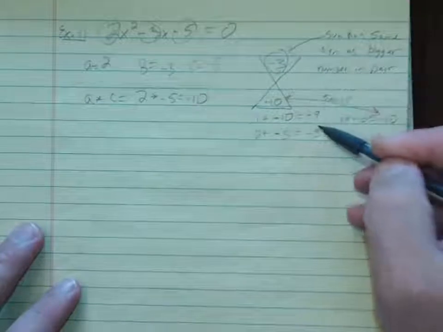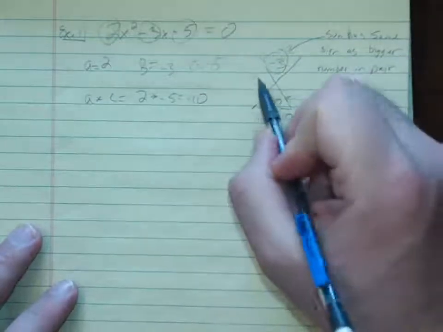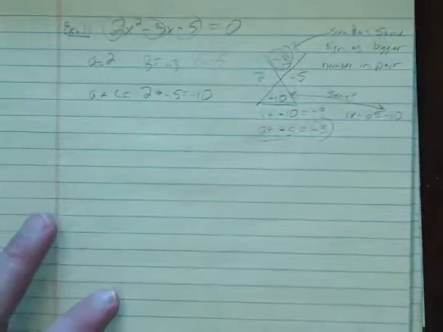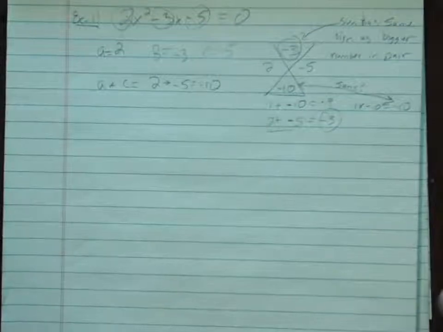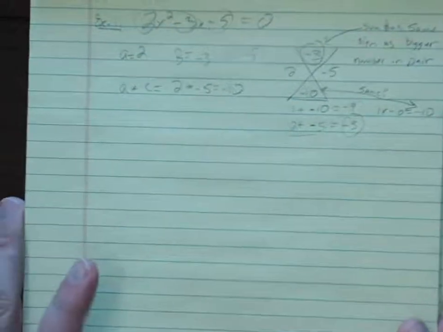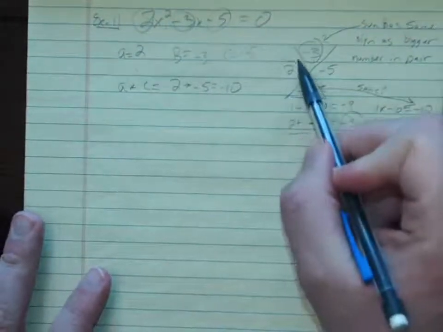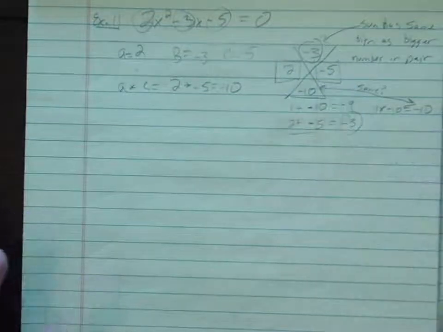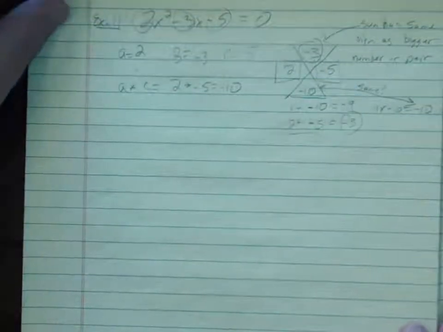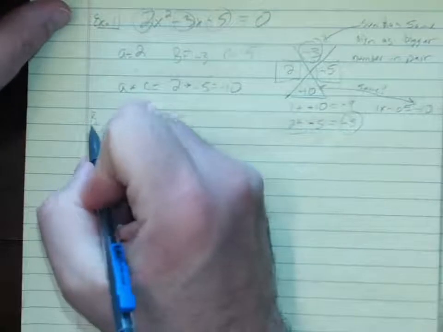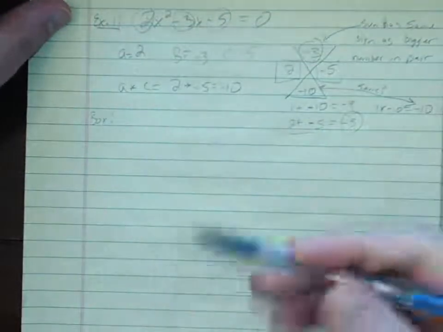We need negative 3. So that would be 2 and negative 5. Now, truthfully, that's the hardest part of this whole process, finding these two numbers. Once you have them, everything else falls into place pretty quick. So let me show you the box method first.